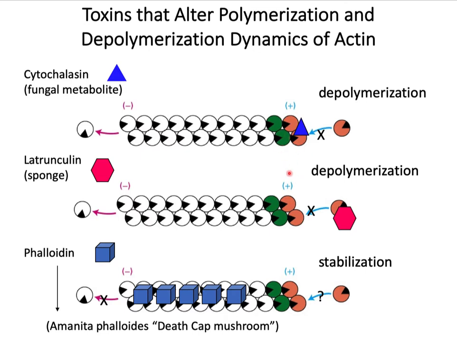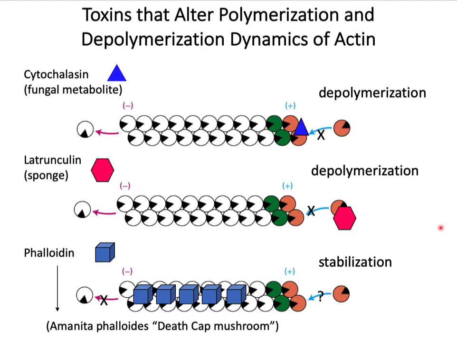This prevents the addition of monomers to the plus end. So it blocks the plus end from growth. What is interesting is that you still have the loss from the minus end, and you don't have any growth at the plus end. Eventually, all of these monomers will just come off and you get rapid depolymerization of actin.